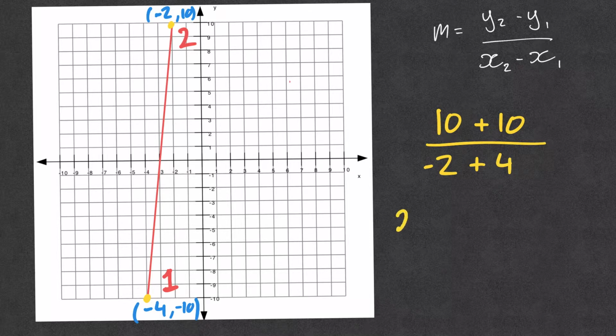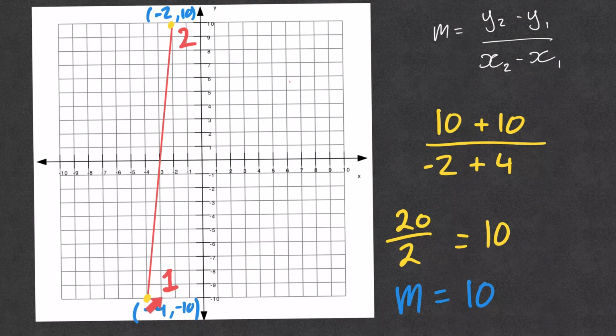Simplify it. 10 plus 10 is 20. -2 plus 4 is 2. 20 divided by 2 equals 10. So m, in this case, or the slope, is equal to 10. And we can actually check that, because if I go across 1, count how many units it's gone up. 1, 2, 3, 4, 5, 6, 7, 8, 9, 10. Perfect. M is equal to 10.